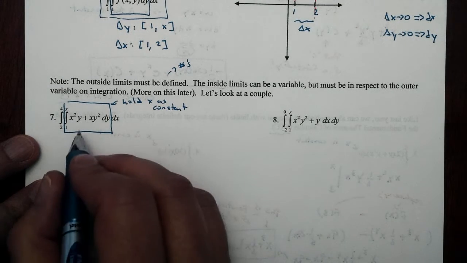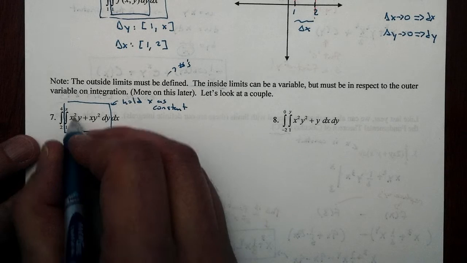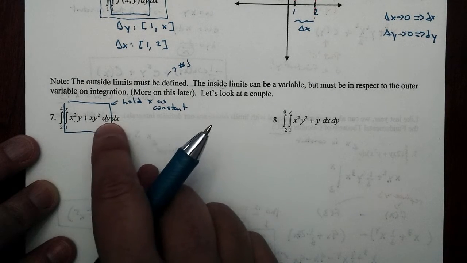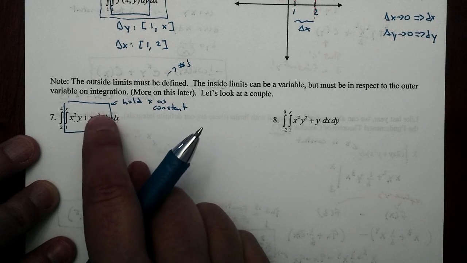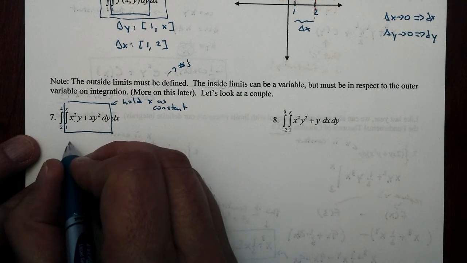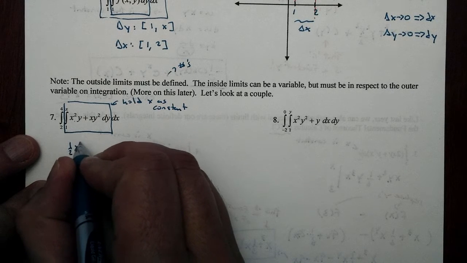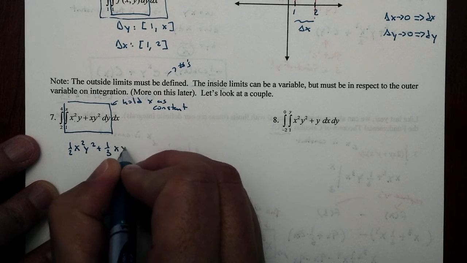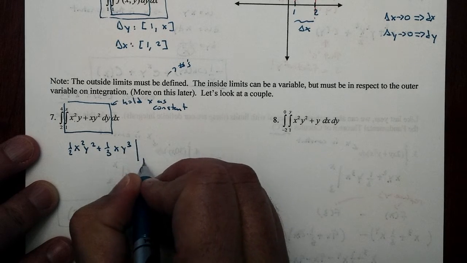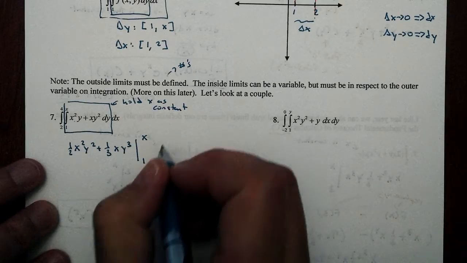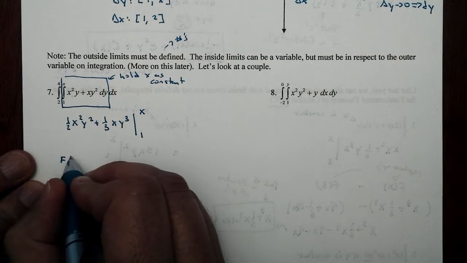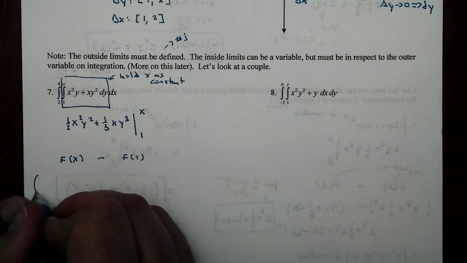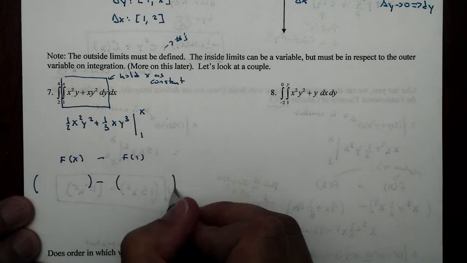And when I integrate this with respect to x, x is the constant. So we're going to integrate with respect to y. So this becomes 1/2 x squared y squared plus 1/3 xy cubed. And I'm going to evaluate that from 1 to x. Applying the fundamental theorem, we will get f of x minus f of 1. Solving it, this is where the fun begins.